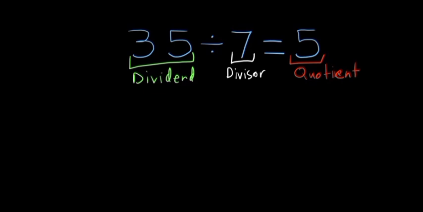So in long division, we replace the division sign with a stage, and then we write the dividend inside the stage, and then we write the divisor outside the stage, and then we write our quotient above the stage.